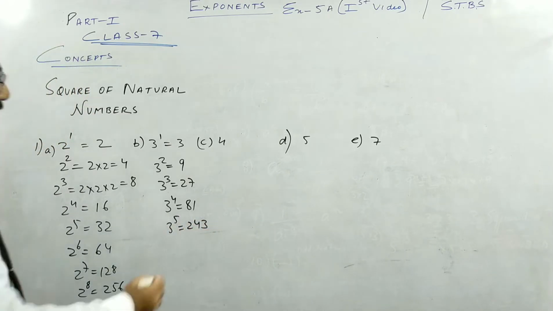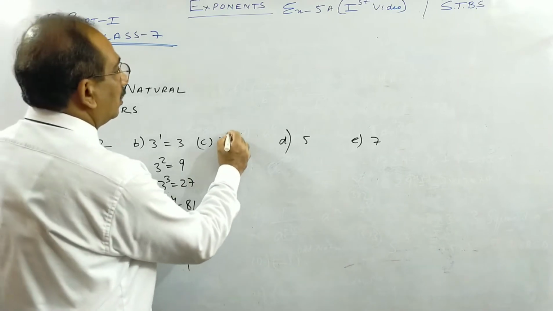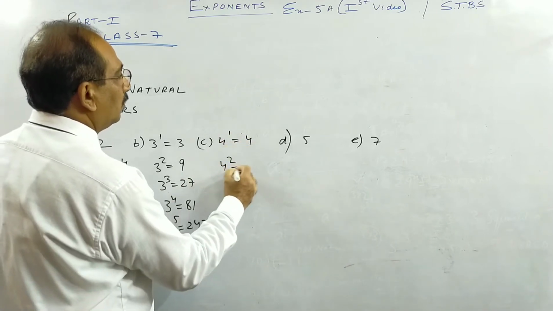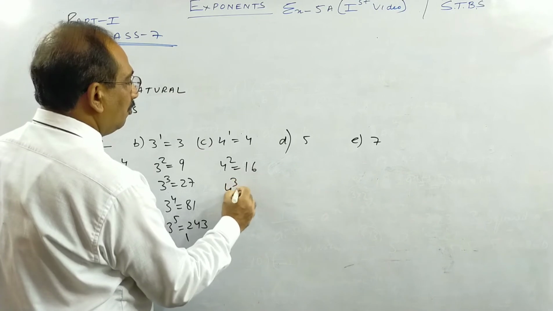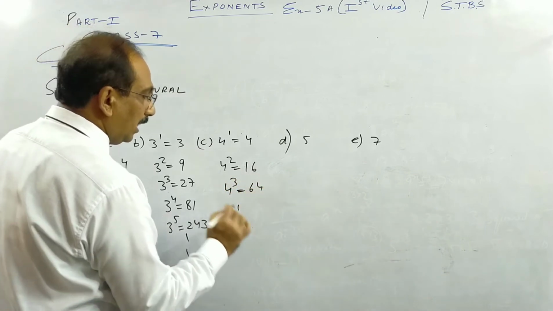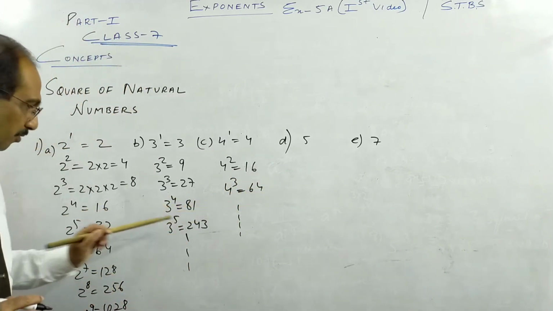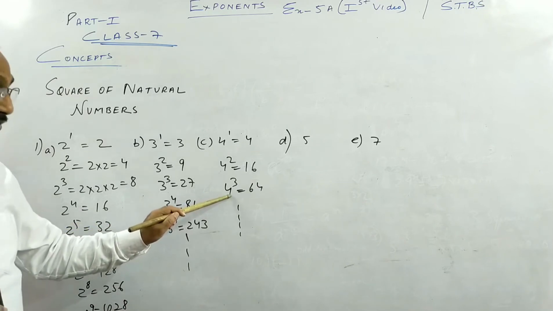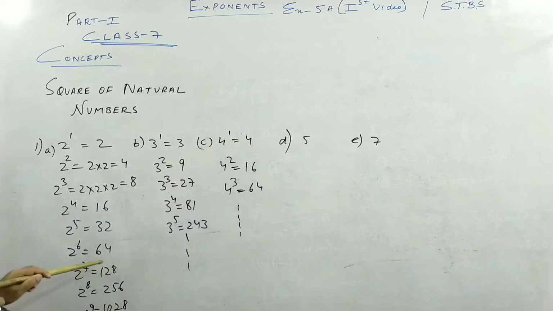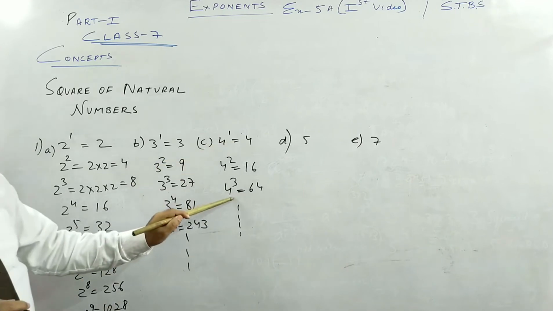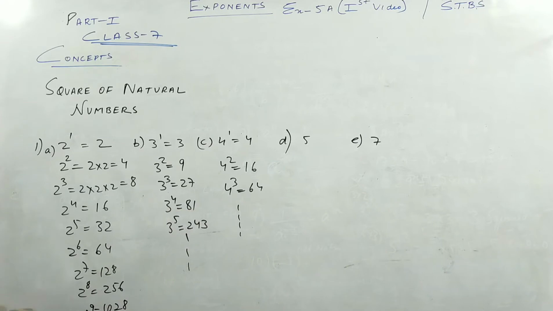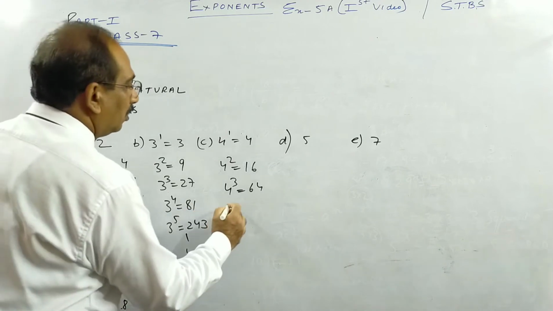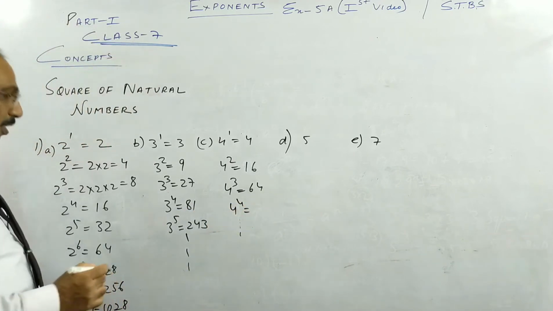Like that you go at least up to here and learn. 4 to the power 1 is 4, 4 squared is 16, 4 cubed is 64. There is a lot of similarity. Whatever you get for 2, half of that power you will get for 4, because 4 is 2 into 2. What you get for 2 to the power 6 is what you get for 4 to the power 3. What you get for 2 to the power 8, the same thing you will get for 4 to the power 4.